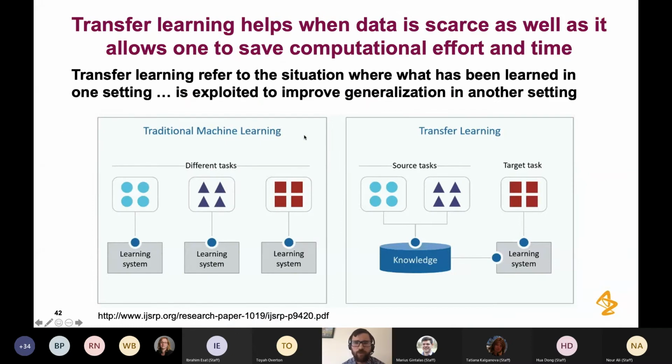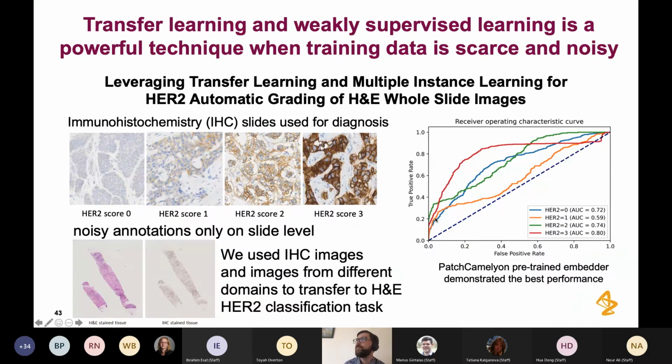Also, when we have a lot of scarce images, we would like to get some knowledge from other data, so we want to apply transfer learning. Transfer learning helps us when data is scarce, and it can allow us to save computational effort and time. For example, if we learn a task, then we can reuse that model and fine-tune it on the data which we have.